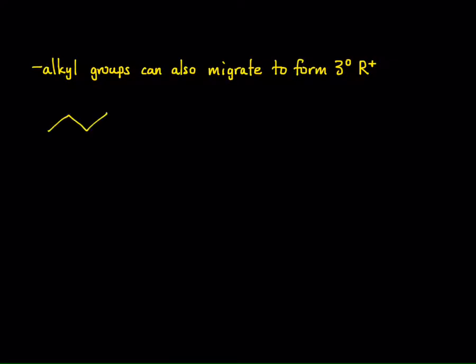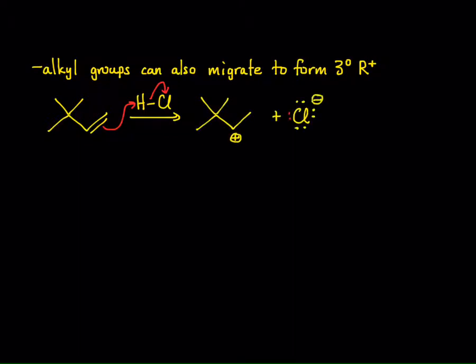So again, I look at an example kind of similar to the one I just saw, but now the beta carbon has 3 methyl groups coming off of it. Now I'm reacting it with HCl, and I form a carbocation plus chloride. Notice the carbocation is a secondary carbocation. So certainly I would expect the chloride to attack that secondary carbocation, and I would get this product.